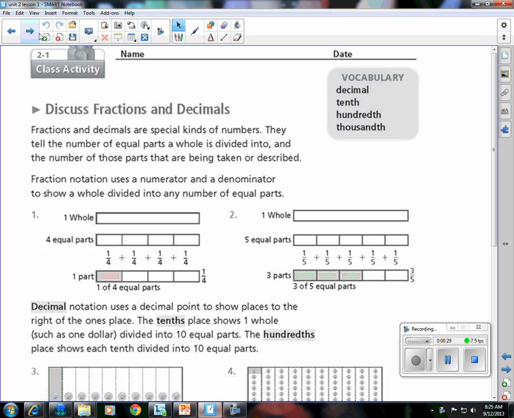Okay, so let's take a look at some. Fractions and decimals, they're just special kinds of numbers. They tell the number of parts of an entire whole. So when you look at these pictures down here, like number one, whole, if we divide it into parts, we have fourths, 4 equal parts. 1/4 plus 1/4 plus 1/4 plus 1/4 equals 4/4, or one whole, right? And then we have one of each of those, okay?